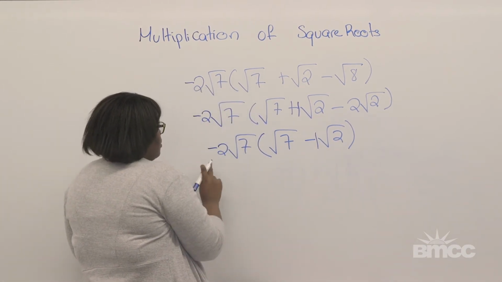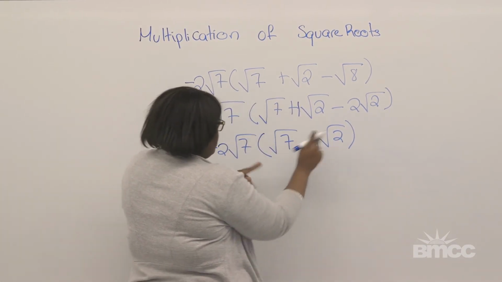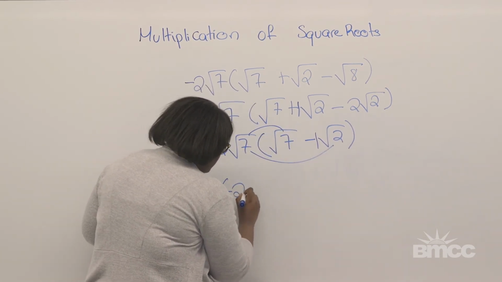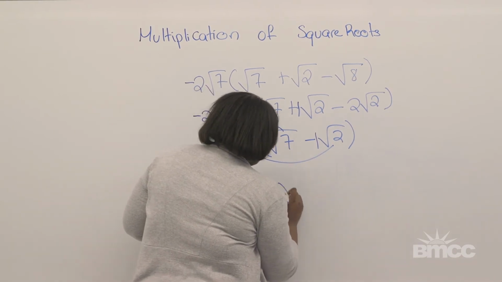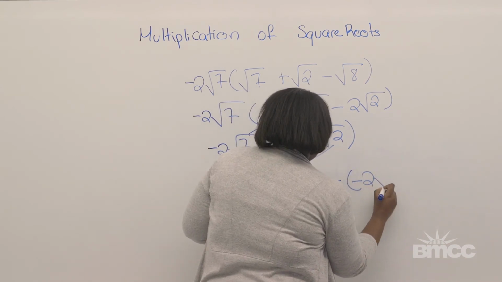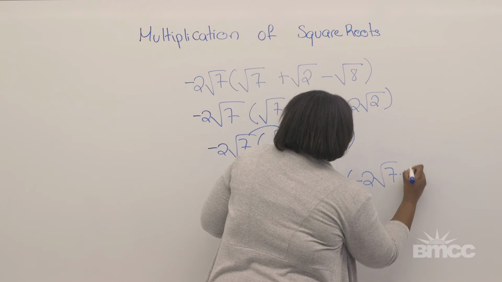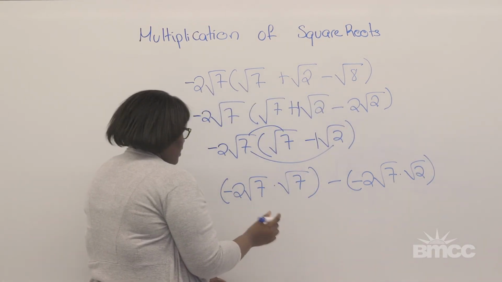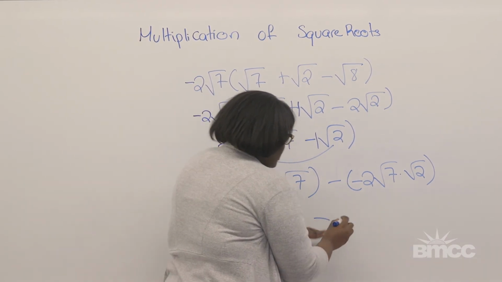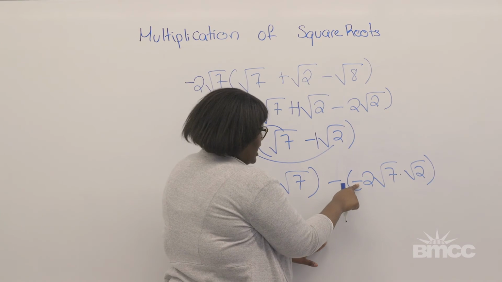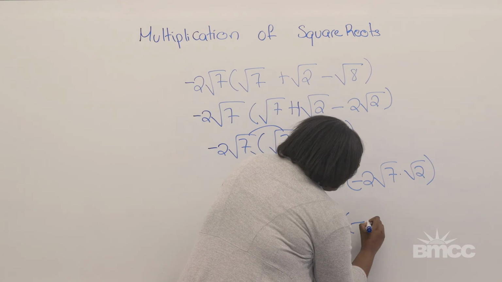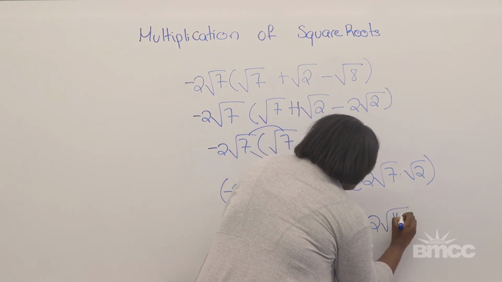So now we're going to distribute negative 2 square root of 7 to both expressions. So we're going to have negative 2 square root of 7 times the square root of 7 minus negative 2 the square root of 7 times the square root of 2. And this would just be negative 2 times 7 minus, and keep your parentheses because we have a negative here, minus negative 2 times the square root of 14.